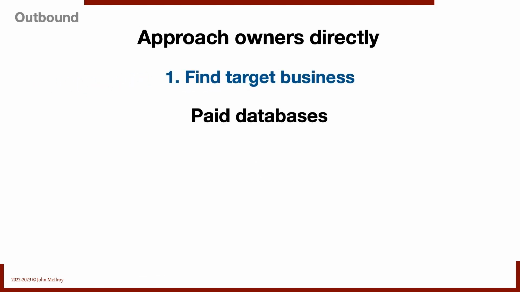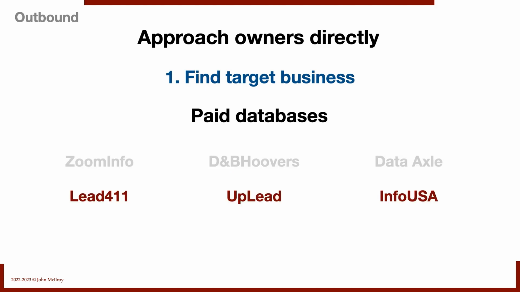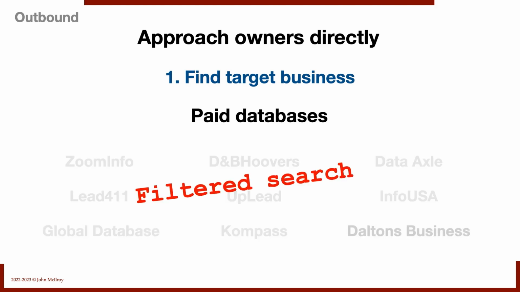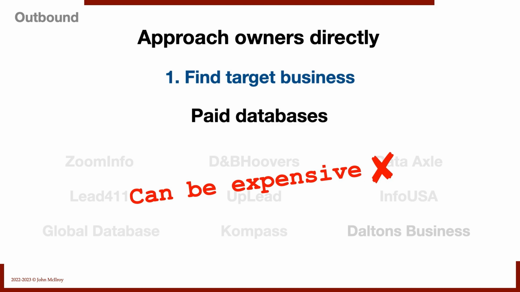Paid databases can be an option. ZoomInfo, D&B, those are the big ones. There's other ones as well. There are international ones like Global, Compass, and Dalton's. And the thing that people love about paid databases is the filtered searching that you can do. You can search against geographic location, company size, business, industry, products, you name it. Very, very helpful. The problem is it can be expensive. It's pricey. It's too expensive for most people to use as their main source of outbound prospecting.